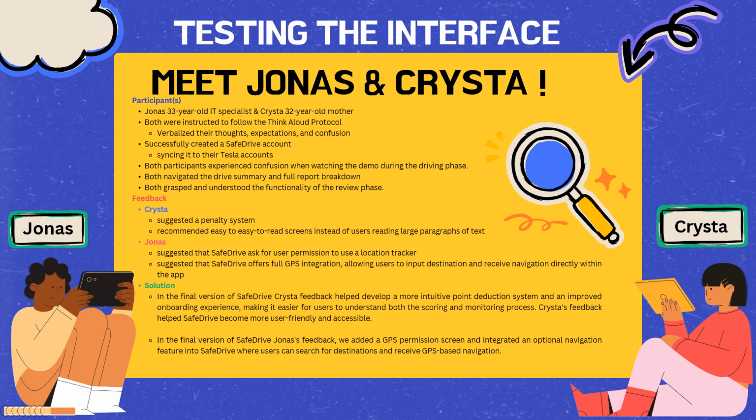Also, she recommended easy-to-read screens instead of users reading large paragraphs. Jonas suggested that SafeDrive ask users' permission to use a location tracker. Also, he suggested that SafeDrive offer full GPS integration, allowing users to input a destination and receive navigation directly within the app, rather than using another app such as Google Maps.